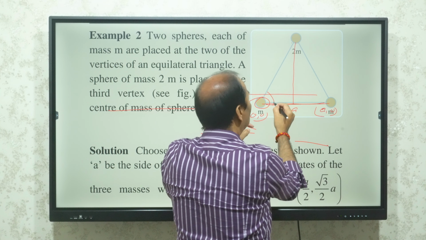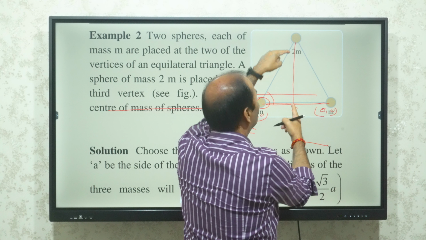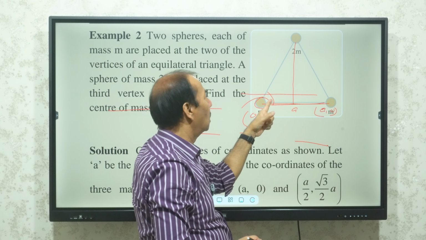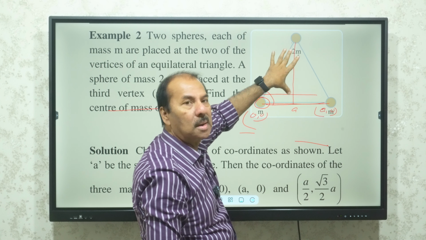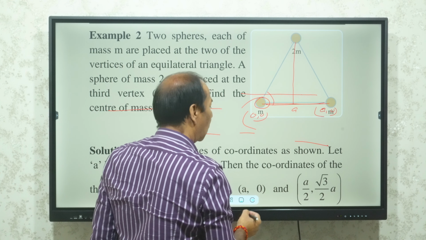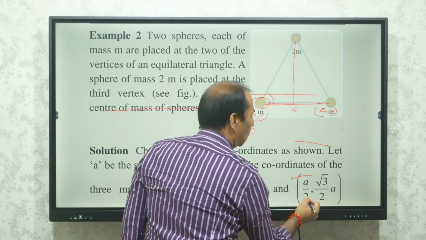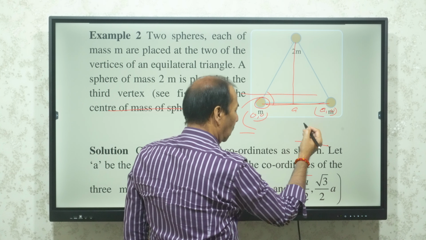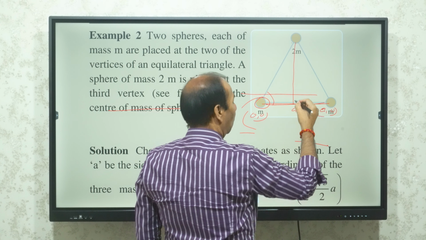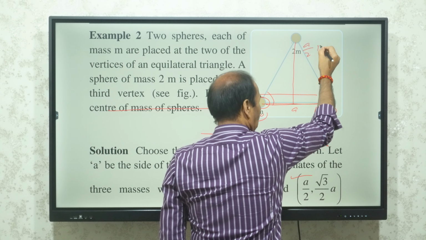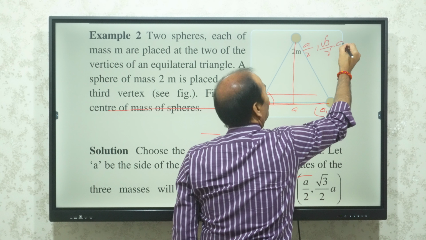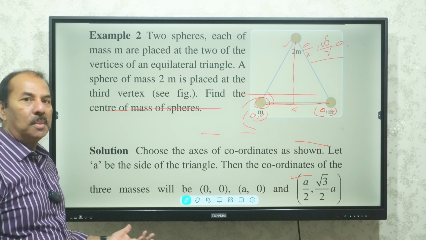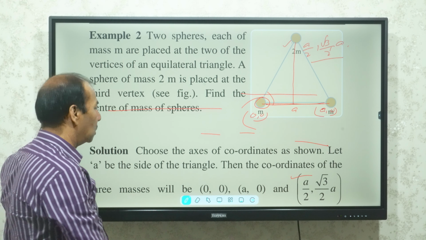For the coordinate of this, it is an equilateral triangle, so this angle will be 60 degrees, and this length is A by 2. Again we can calculate this one because this length is A by 2 and this angle is 60 degrees. Using that you are getting this coordinate A by 2, root 3 by 2 A. So the coordinates are 0, 0, this is A, 0, and this is A by 2, root 3 by 2 A. Now once these coordinates are known, we can just calculate the center of mass.